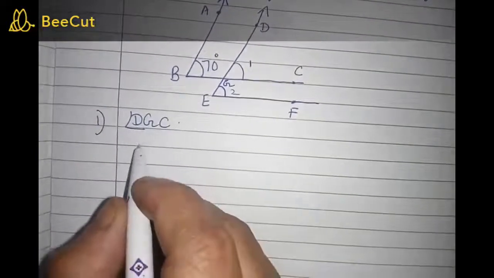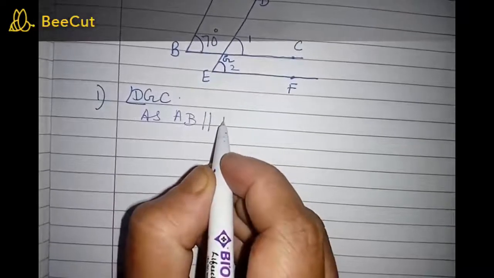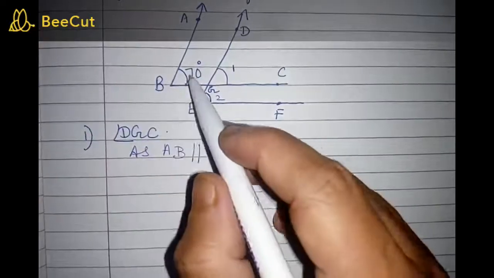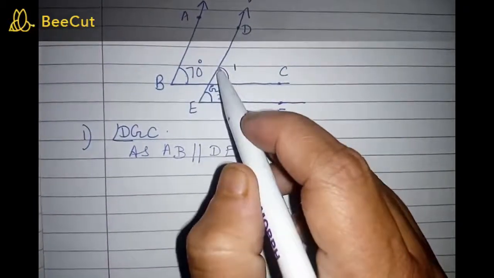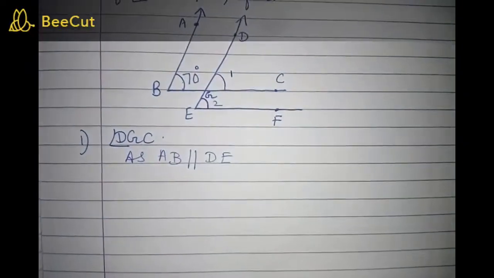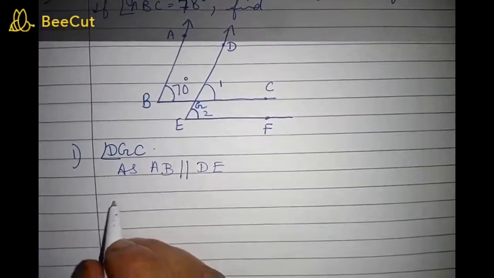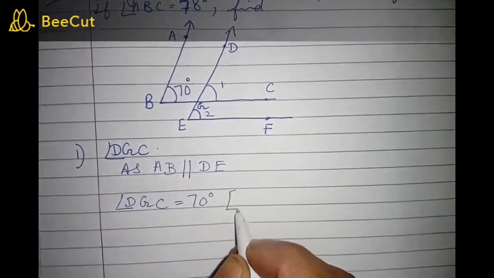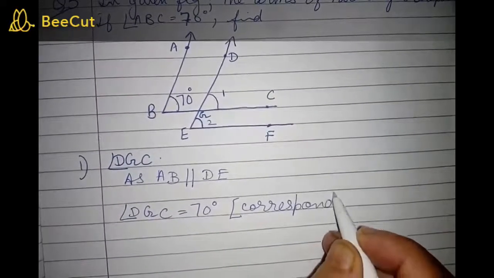Is it clear? Now as the slanting line AB is parallel to DE, you are seeing this is AB on the right-hand side and DE also on the right-hand side. So what angles are these? Corresponding angles. As AB is parallel to DE, therefore angle DGC is equal to 70 degrees. Why? The reason is corresponding angles.